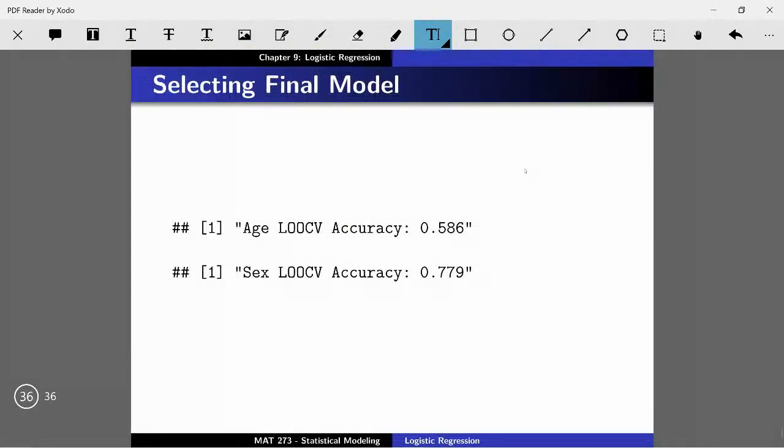Doing that, we see that the age model actually didn't do so great. It's close to a 50-50 chance of whether it predicts the survival of each passenger correctly or not when leaving them out. So age is not great here on its own. But using the sex of the passenger, we got about 78% of passenger survivals correct based on the leave one out cross-validation. So certainly this suggests the model using the sex of the passenger as a predictor is better than age.